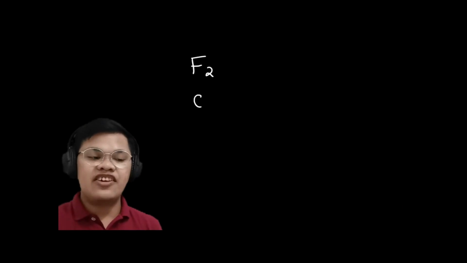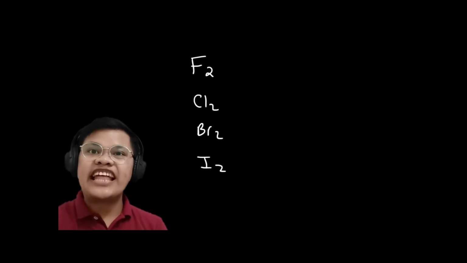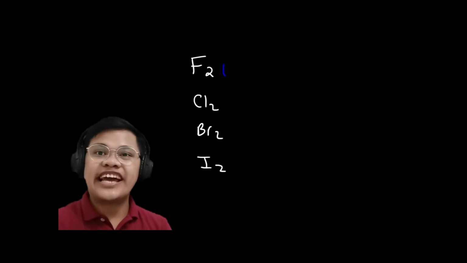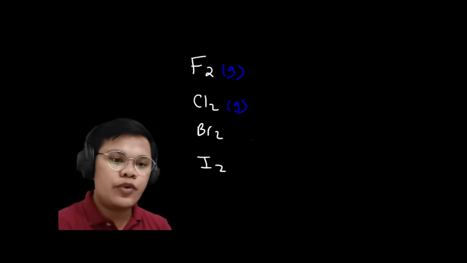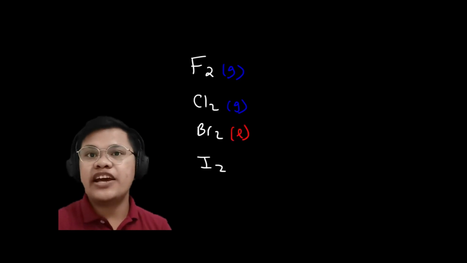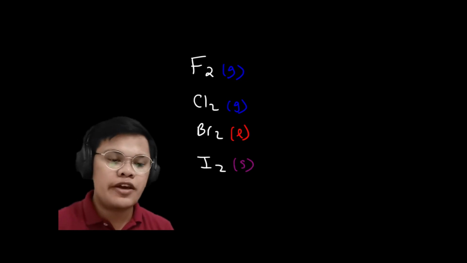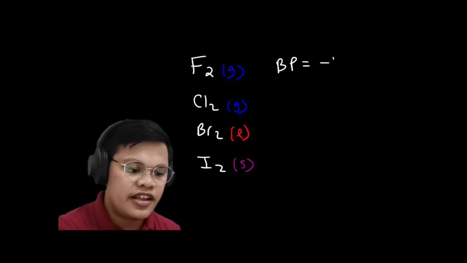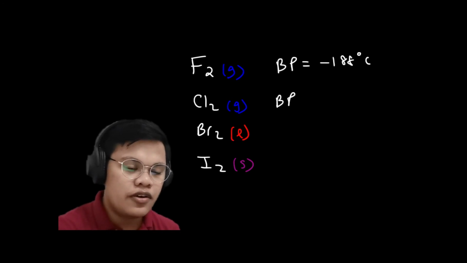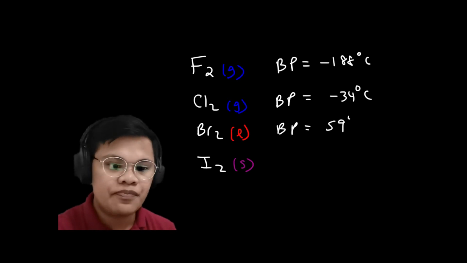Let's consider these halogens for example. We have fluorine, chlorine, bromine, and iodine. Fluorine is a gas, chlorine is also a gas, bromine is a red liquid, and iodine is basically a purple solid at room temperature. Of course, the boiling point of fluorine is, let's write here, negative 188 degrees Celsius. The chlorine is negative 34 degrees Celsius.